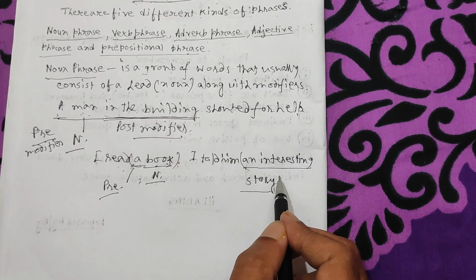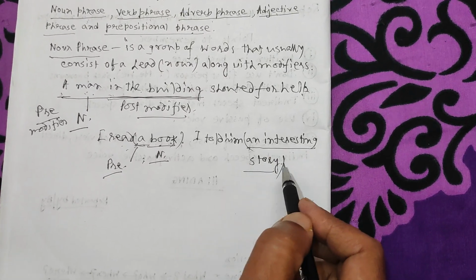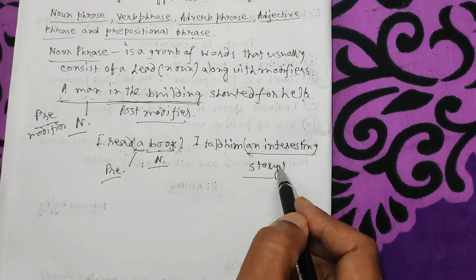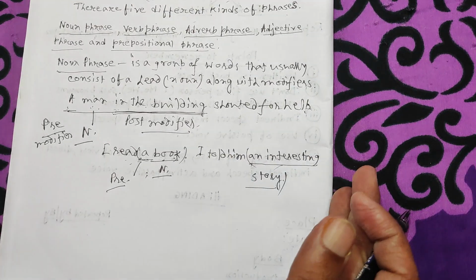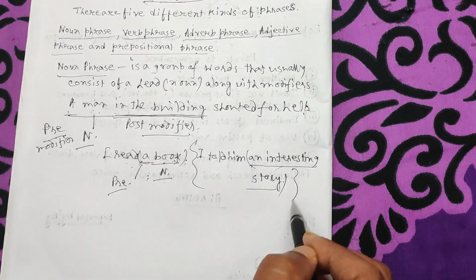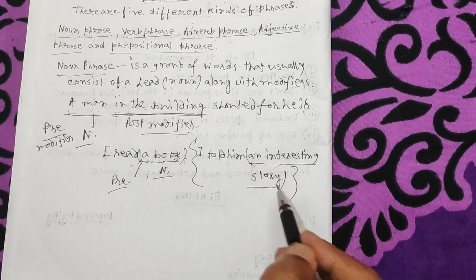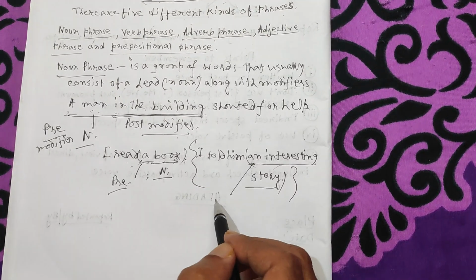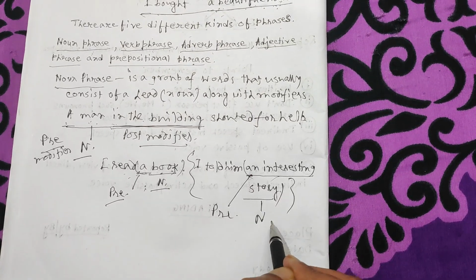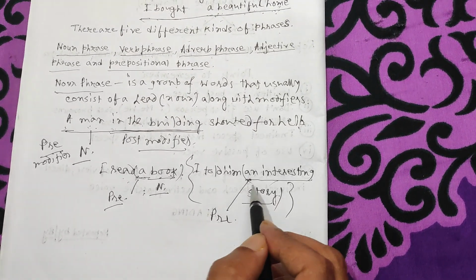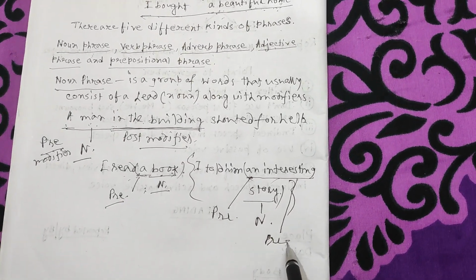is a noun phrase. Why? It is a group of words. It does not have any subject or verb combination. It does not make any complete sense. It is a part of a larger sentence, and it has a pre-modifier, and story is a noun, and interesting is also a pre-modifier.